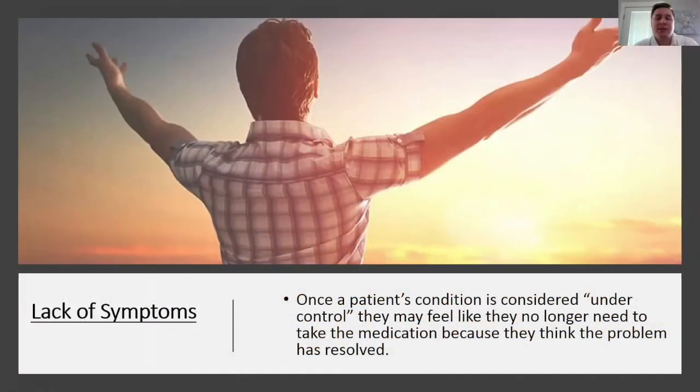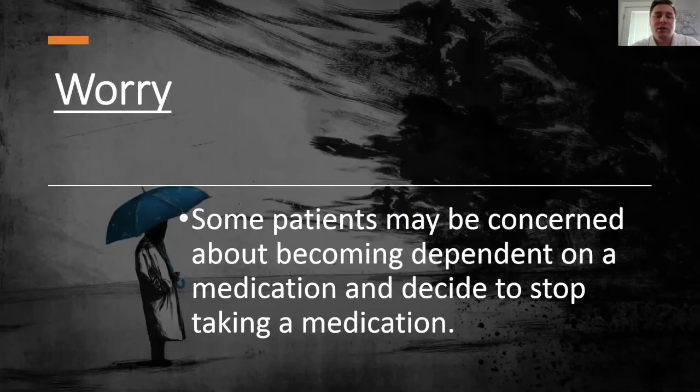So once a patient's condition is considered under control, they may feel like they no longer need to take the medication because they think the problem has resolved. In reality, a lot of the time the medication is what's causing that medical problem to resolve. By them stopping the medication, the problem could return. And then lastly, worry. Some patients may be concerned about becoming dependent on a medication and just decide to stop taking it overall, just because they're worried about getting dependent on it. Some of them don't have that dependence factor. So you can look at the naltrexone that we covered. It didn't have that dependence factor because it's not an opioid medication itself.